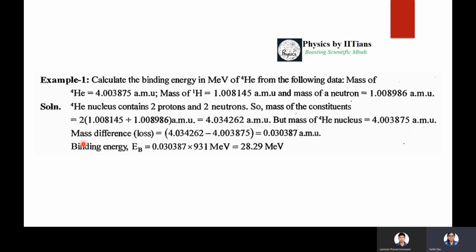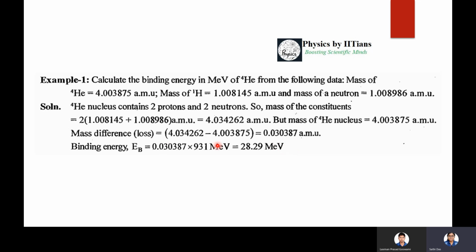0.030387 AMU. And the binding energy EB will become, this is in AMU unit, so you have to convert it into mega electron volt. Now 1 AMU equals 931 MeV, so 0.030387 AMU is 0.030387 into 931 mega electron volt, and it will give you 28.29 mega electron volt.